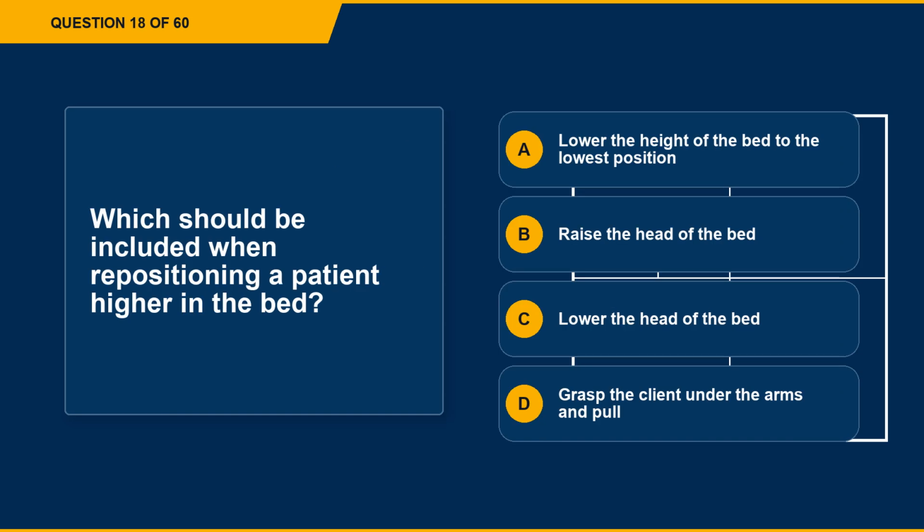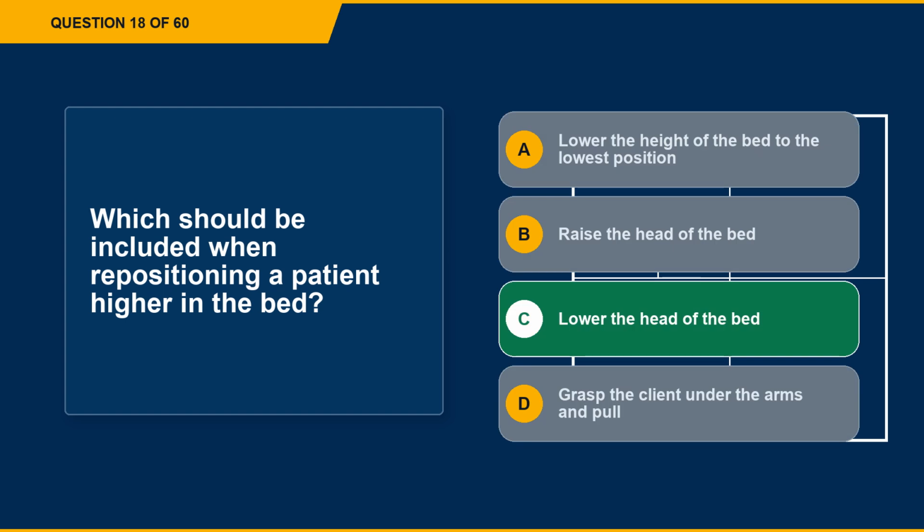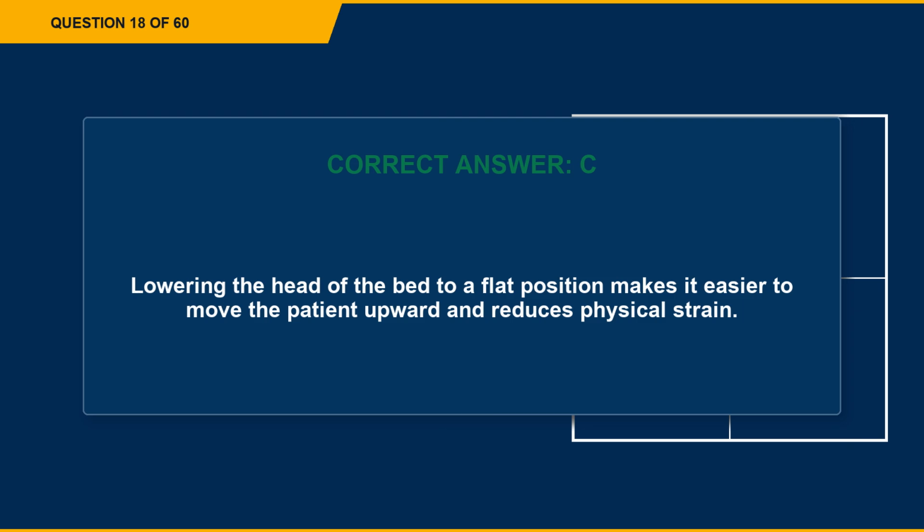Question 18. Which should be included when repositioning a patient higher in the bed? Option A, lower the height of the bed to the lowest position. Option B, raise the head of the bed. Option C, lower the head of the bed. Option D, grasp the client under the arms and pull. The correct answer is option C, lower the head of the bed. Explanation: Lowering the head of the bed to a flat position makes it easier to move the patient upward and reduces physical strain.